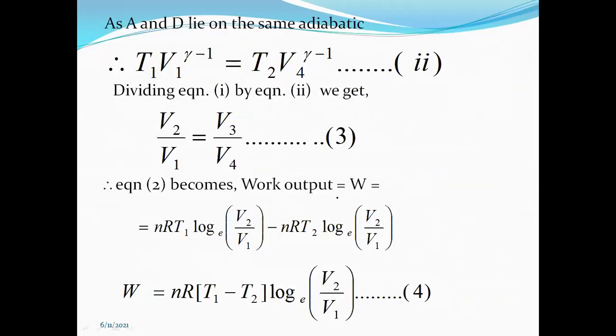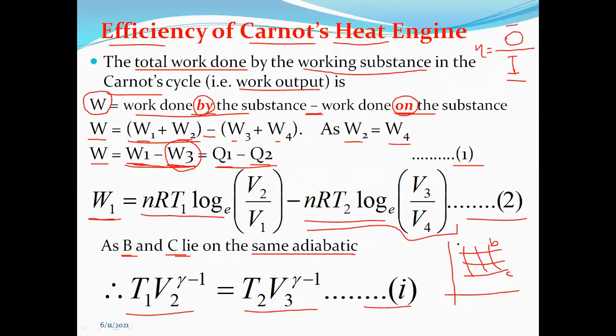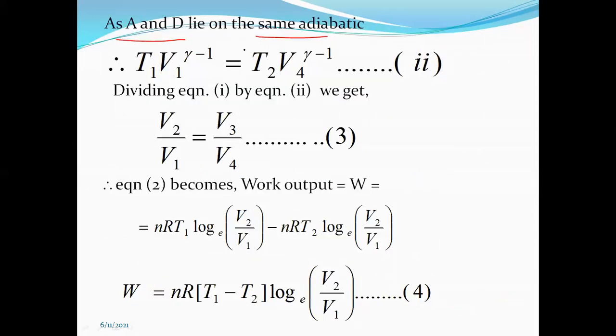Now, as A and D lie on the same adiabatic. So where is A? Here is A and here is D according to the indicator diagram of the Carnot's cycle. Now A and D are also along the same adiabatic. Therefore, T1 V1 raised to gamma minus 1 is equal to T2 V4 raised to gamma minus 1. This is the second sub equation.